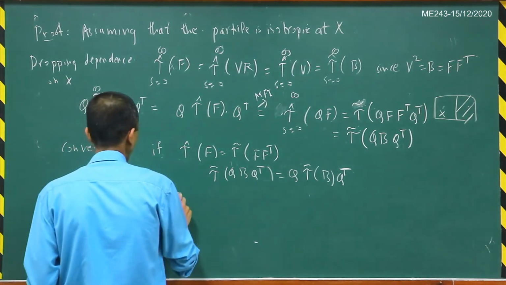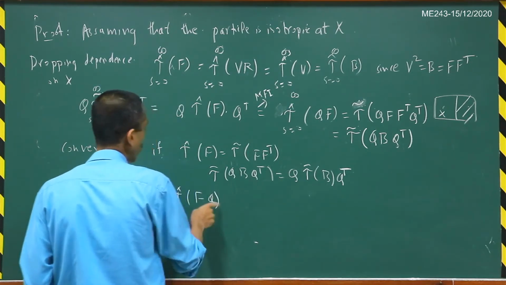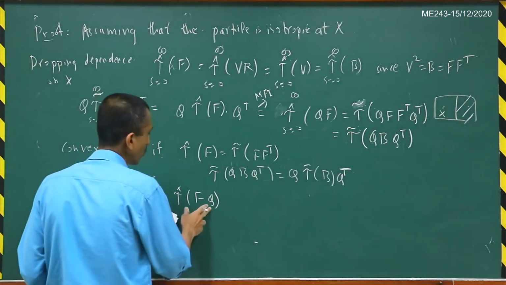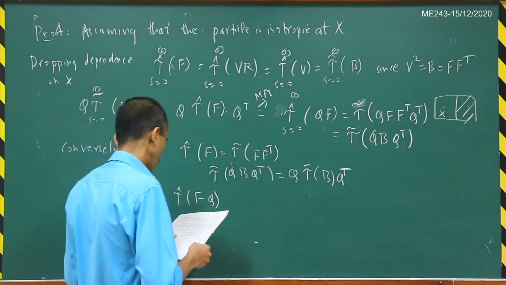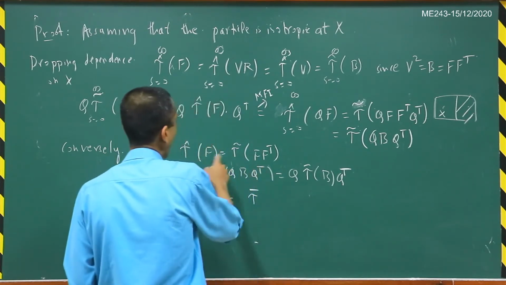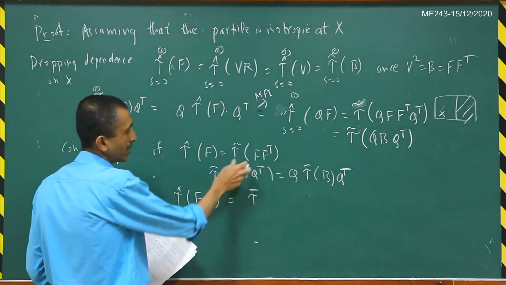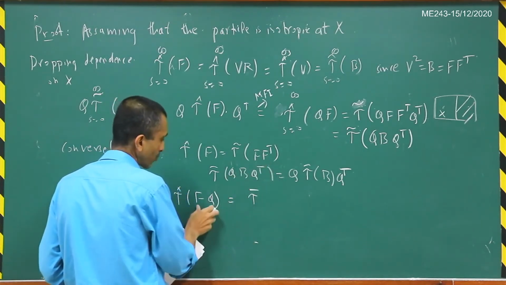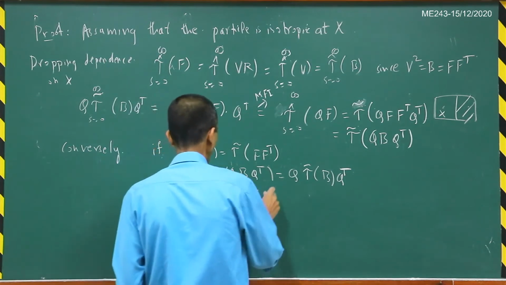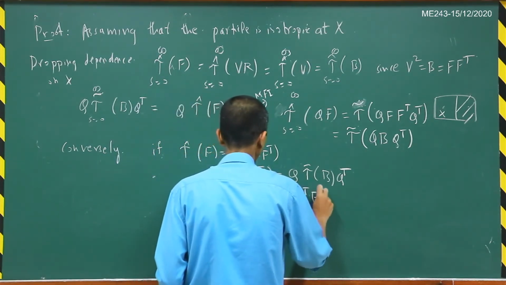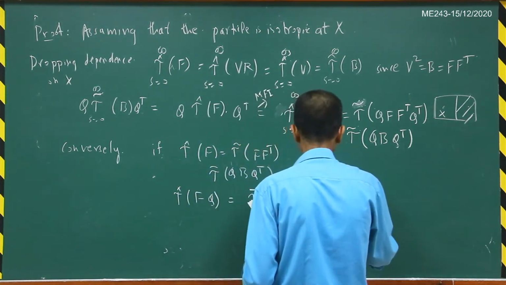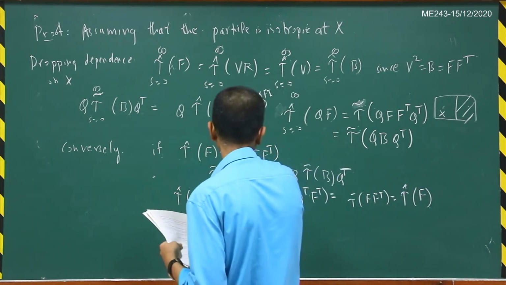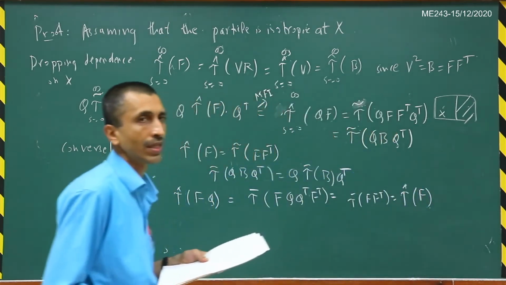So in order to show isotropy, I need to show that tau hat of FQ is equal to tau hat of F. So that is what I need to show. Now this mapping exists, right? So here this FQ is playing the role of this particular F here. So you need to write F times Q times the transpose of this particular object. So I will get that this is tau tilde of F times Q transpose times F transpose, and this is equal to tau tilde of FF transpose, and this is equal to tau hat of F. So we have shown that tau hat of FQ is equal to tau hat of F, and so that shows that the material is isotropic.